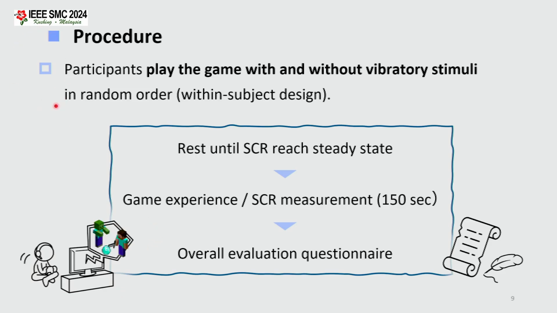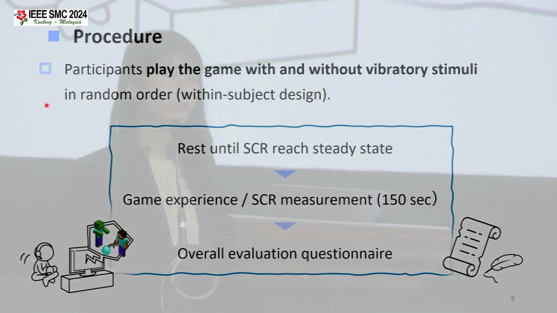Before the experiment, participants applied electrodes to their left inner foot for SCR measurement and wore a vibration vest. Once SCR reached a steady state, they played the game for 150 seconds while SCR data were recorded. After gameplay, participants provided an overall evaluation. Each participant completed this process twice, with and without vibration, in random order.